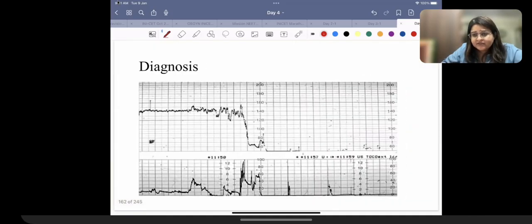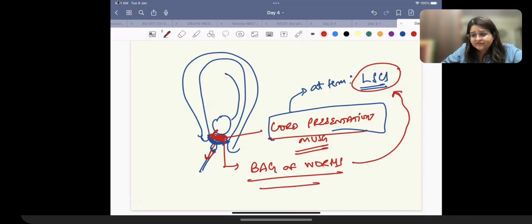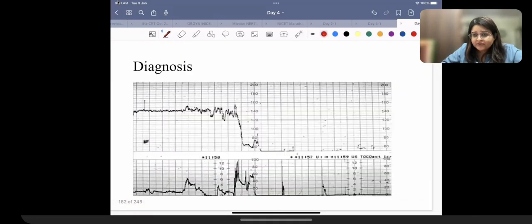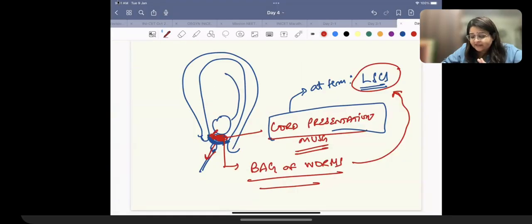ठीक है? Vasa previa is different. Vasa previa is when fetal vessels in the membrane, amniotic membrane get ruptured. यहाँ पे क्या हो रहा है? यहाँ पे the cord has prolapsed. There is no bleeding here. The vasa previa mein there is bleeding. Blood vessels get damaged. यहाँ पे the umbilical cord has come outside of the cervix. And because of that, it gets compressed and there is fetal distress. ठीक है? Bag of worms is a clinical finding.